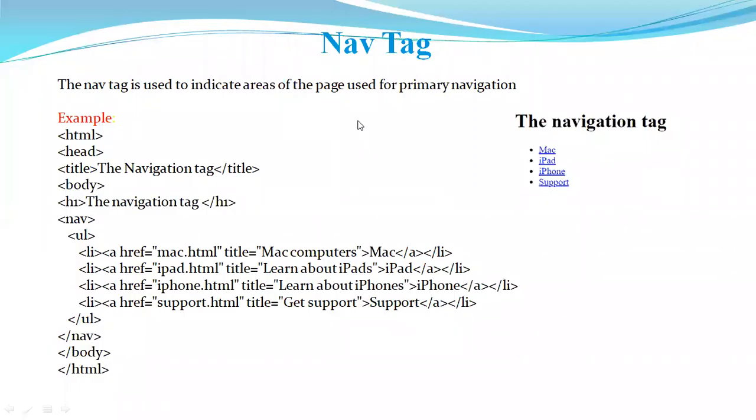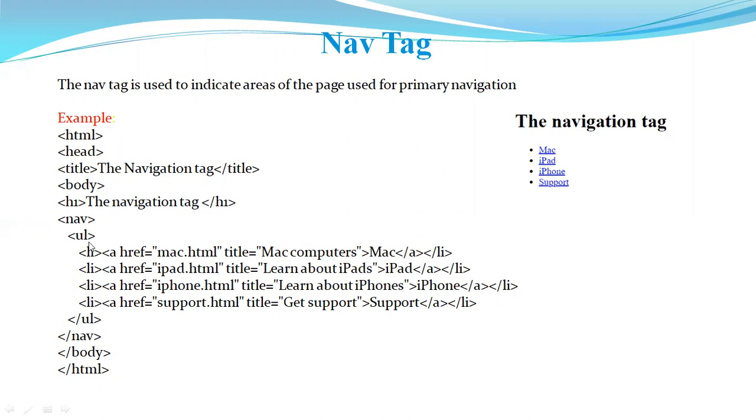The nav tag. What is the use of the nav tag? The nav tag indicates the area of the page used for primary navigation. For HTML, the html tag should be open, the head tag should be open, under the title, then the body tag, under that the H1 tag, and the navigation tag should be there.